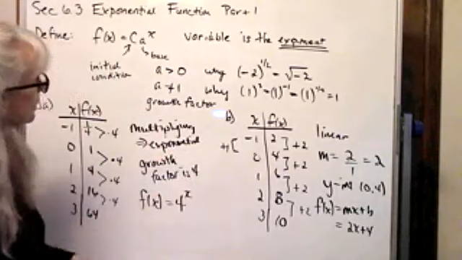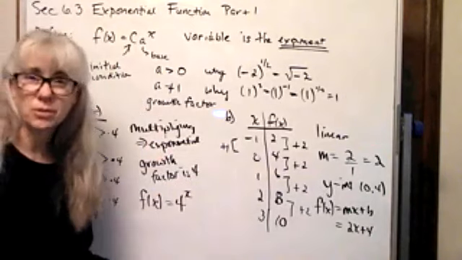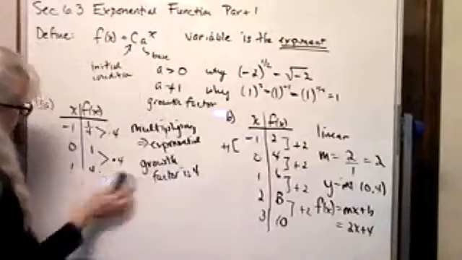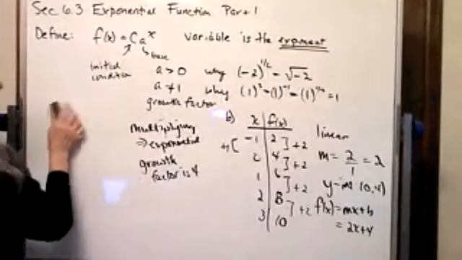So the next thing we want to do is actually get a handle on what this graph looks like. So we're going to graph an exponential function. This time we're going to let the base be 2. So we're going to graph 2 to the x power.